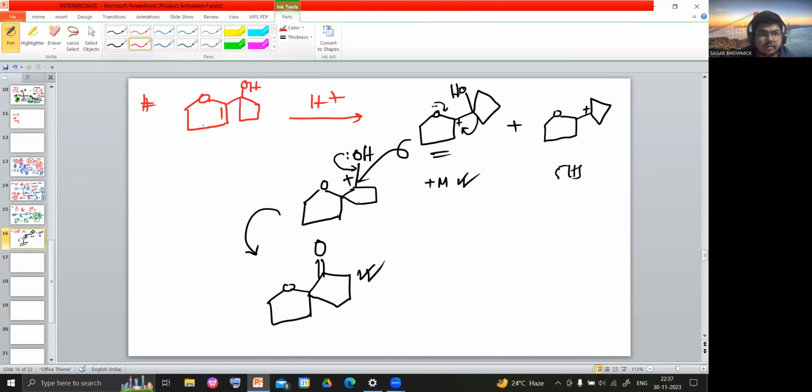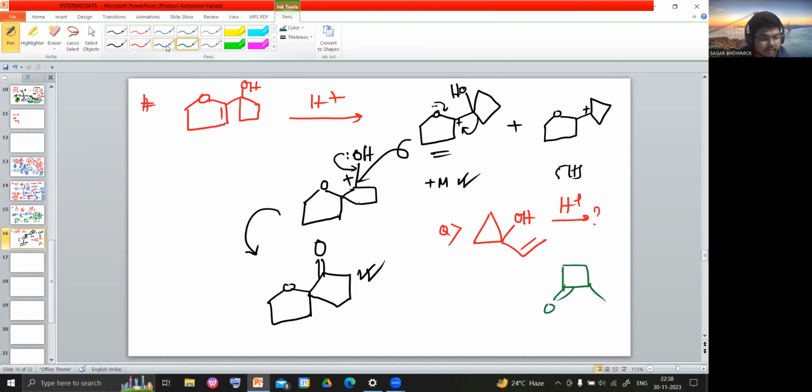Another question I am giving for homework. Okay, three-member ring and OH is there. H plus is given. This is your homework, and the answer is simply, not simply, try yourself and find its difficulty level. This is going to be your final product.